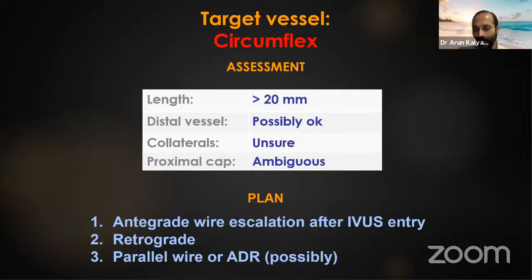is, using IVUS. And I think Jay has shown a couple of cases beautifully of IVUS guided entry. Now, again, remember, if you're going to be a CTO guy, you need to be comfortable with all these different modalities. And then if this didn't work, our plan B was to attempt retrograde. And if that didn't work, then depending on who was primary, to either try parallel wire or ADR.